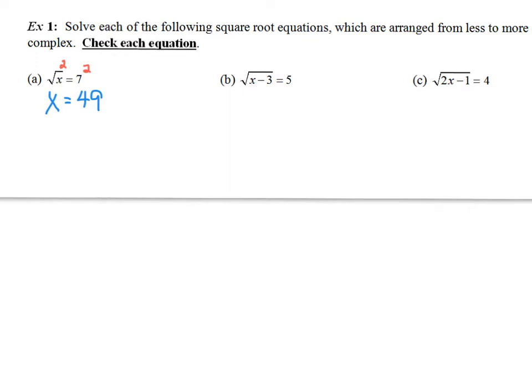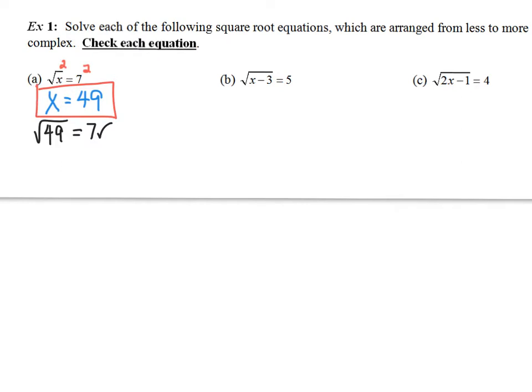Now we need to go back and be sure that we check this solution in our original equation. So when we do that, let's substitute the 49 for x. So we have the square root of 49, which is in fact equal to 7. So we see that yes, this does check in our original equation, and my only solution is x equals 49.